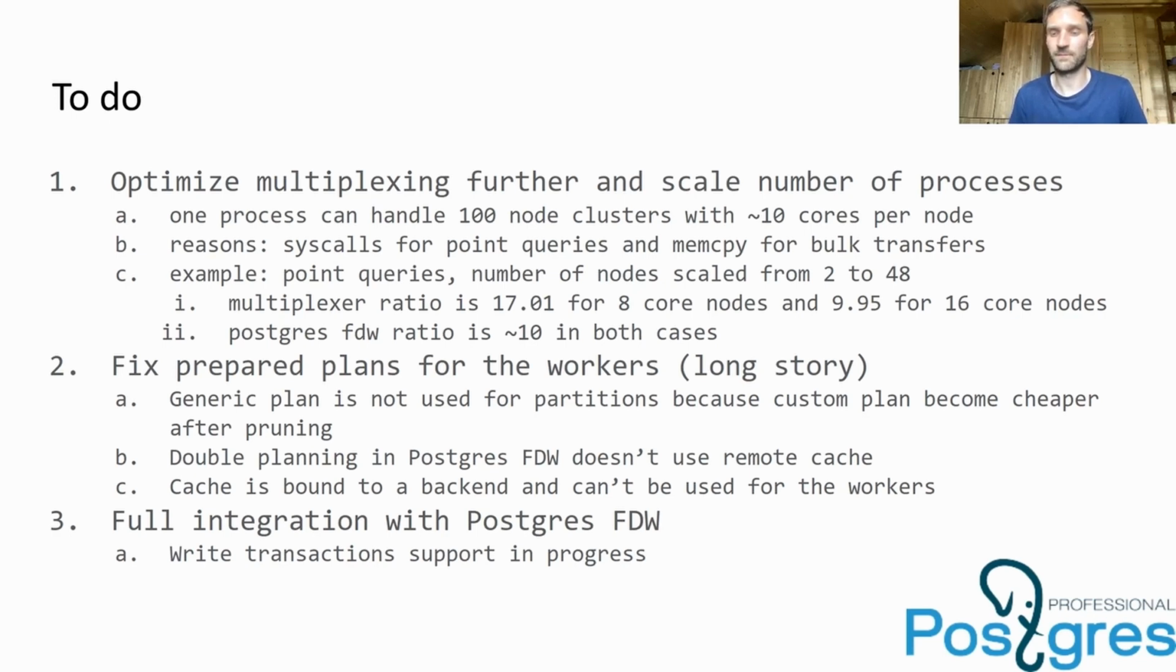Currently, a cluster with 100 nodes with 10 cores each is not limited by a single multiplexing process, but we can actually scale pretty well with 16 cores per node. It will scale a bit slower, but it's still pretty good.